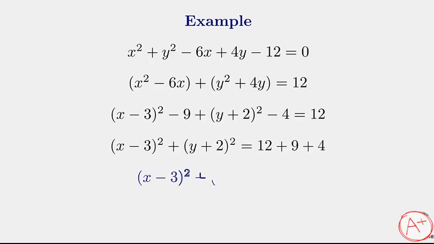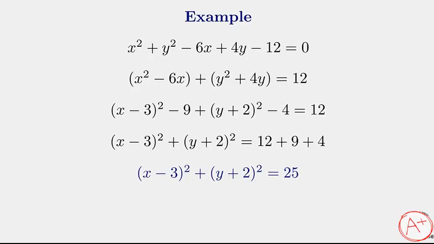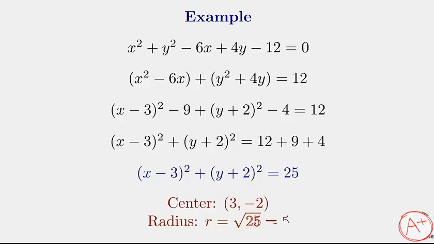Combining the numbers gives us 25. By looking at our result, we can see the center is at 3, -2, and the radius is the square root of 25, which is 5. Always remember to take the square root of the constant on the right.